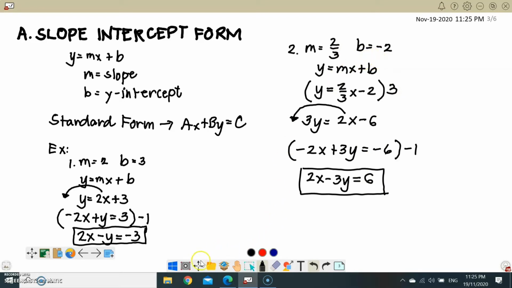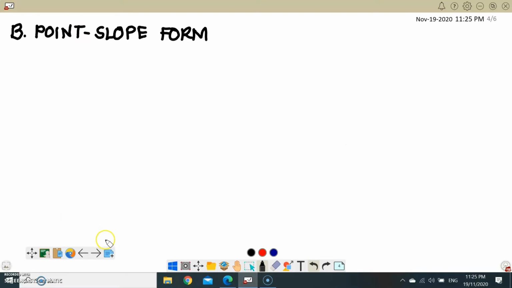So let's have letter B, point-slope form. In finding the equation of a line given the point and the slope, you're going to use the point-slope form to find the equation. So we need to follow the formula y minus y sub 1 is equal to m multiplied by x minus x sub 1. So m here is the slope, x sub 1 and y sub 1 are the given coordinates, or the values of x and y of the given point.